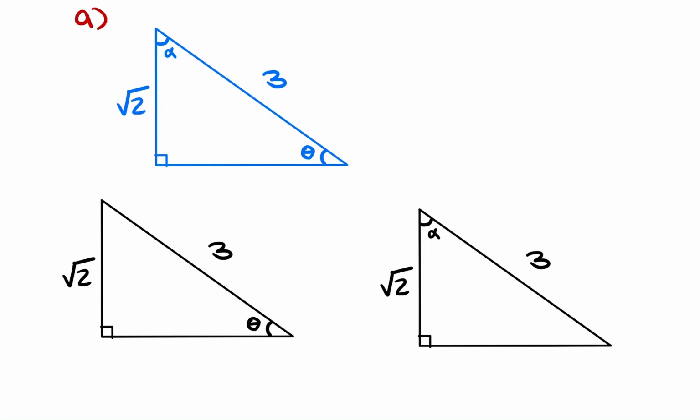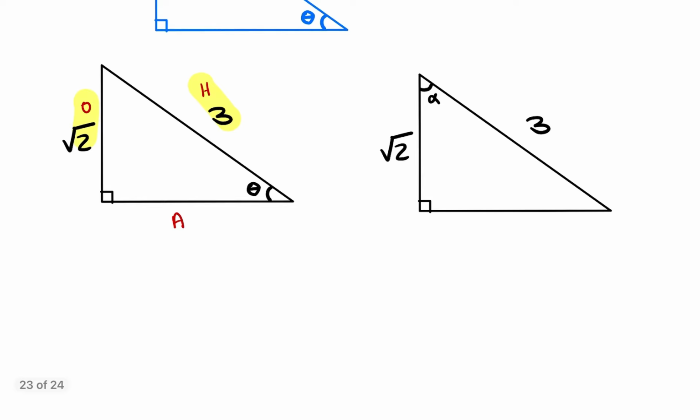So I'm going to go ahead and label my sides. I'm going to start with A, O, and H. If I look at this, I've got H and O, so I'm going to be using sine. So I'm going to go down here, and we're going to go sine, O over H. Substitute in what we do know. We know O is square root 2, and H is 3, so it's square root 2 over 3. Then here we have inverse sine of square root 2 over 3.